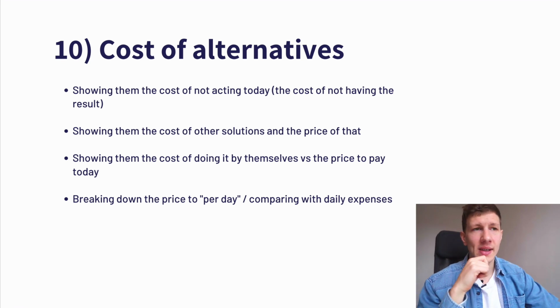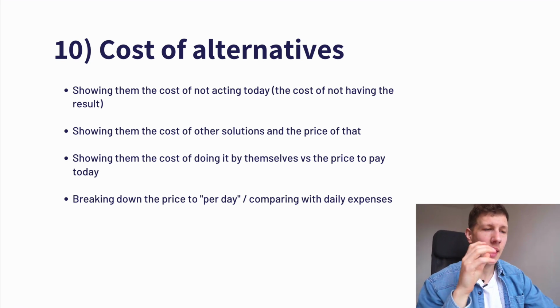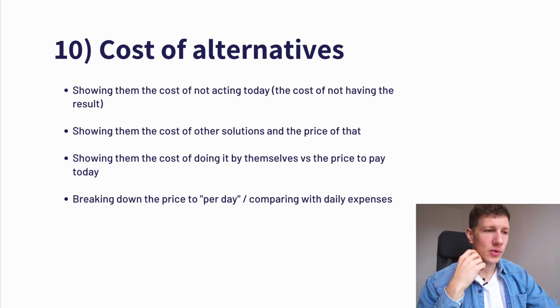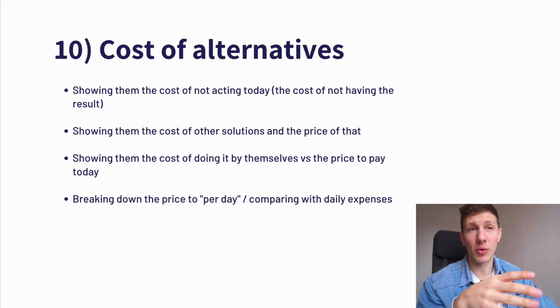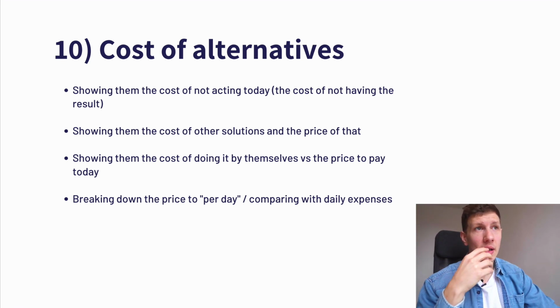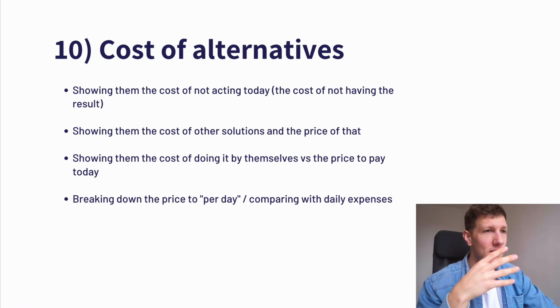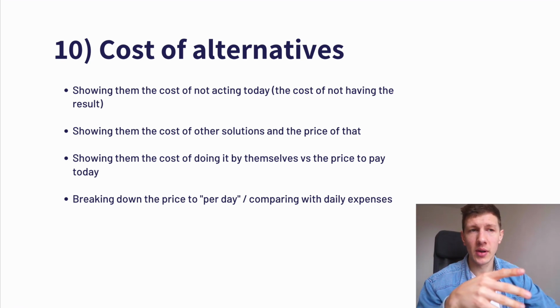Now, one powerful thing that you can do at the end of the sales page is show them the cost of the alternatives. So there's a few things to talk about. First, showing them the cost of not acting today, the cost of not having the result. This is an easy one if you're talking about anything that's saving money or making money. For example, if you help people to start an online business and you will help them make $1,000 a month, that's $12,000 a year. If they wait 6 to 12 months and are not acting today, it's like they're potentially losing $6,000 to $12,000, right?